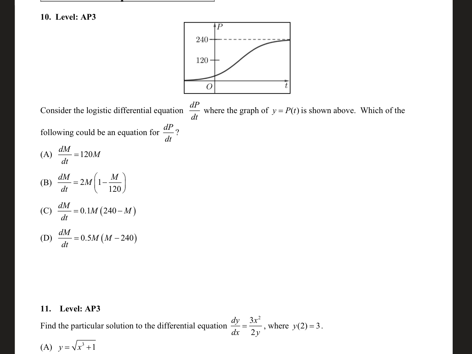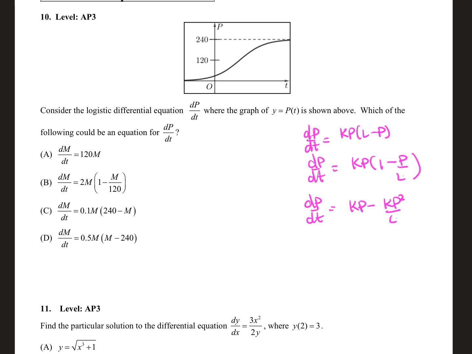If it's dP/dt, you want to look for either kP(L minus P), or dP/dt is equal to kP(1 minus P over L), or lastly, it could look like dP/dt is equal to kP minus kP squared over L. So you need that minus P squared in there. This one does not even have a quadratic. This one has the minus P squared. So does this one. This one's got a plus P squared, so that's not it.